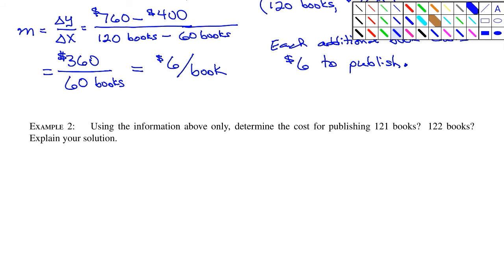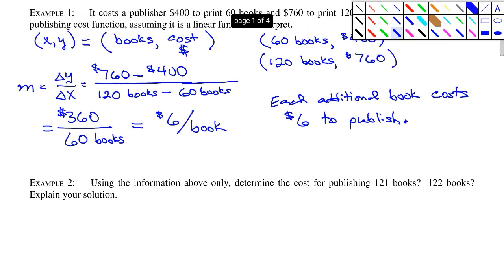Example 2 says, using the information above only, determine the cost for publishing 121 books and 122 books and explain the solution. So basically, if you know a specific point that refers to this situation, then you can use the slope to sort of add on to it. So in this case, we had this point right here.